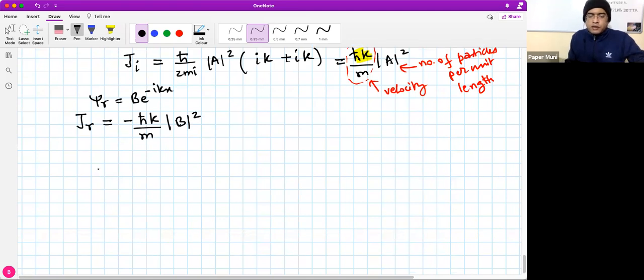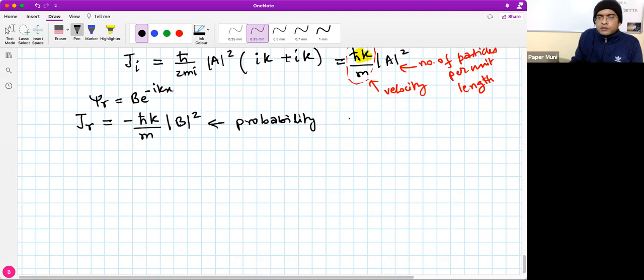Now, what is the probability current density of the transmitted wave? Now, this is the probability current density of the reflected wave.